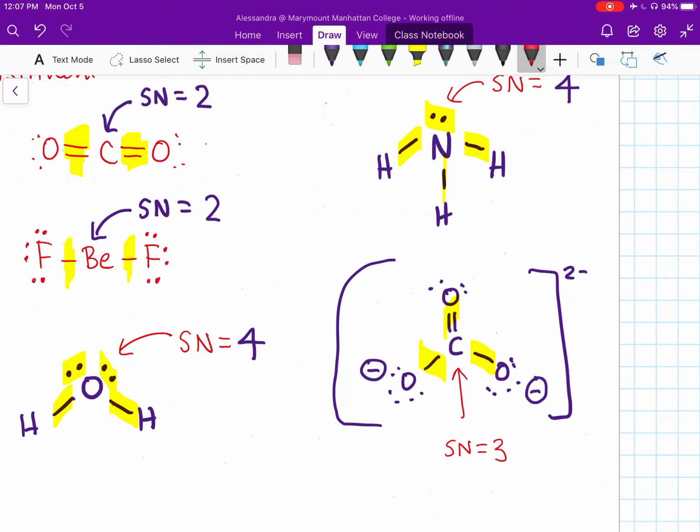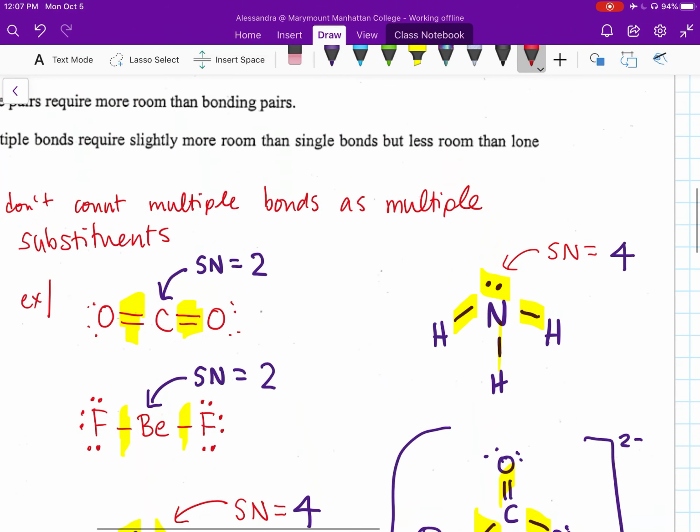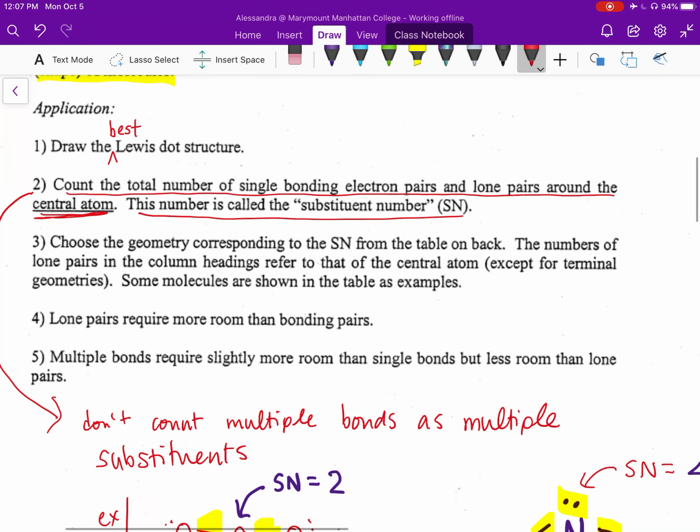So that's how you count up substituent numbers. You never want to count multiple bonds as multiple substituents. Any bond, regardless of whether it's single, double, or triple, counts as one region of electron density. And each lone pair counts as one region of electron density. So that is how you count up the substituent number.